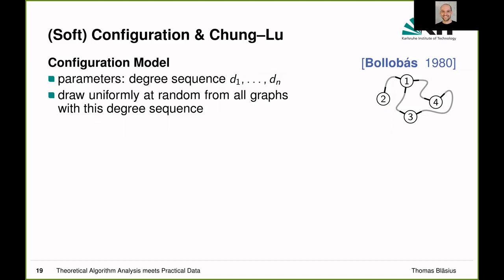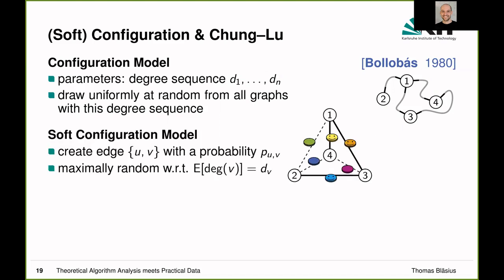And as for the other GNM and GNP, you can soften this constraint and look at the so-called soft configuration model. The soft configuration model is somewhat indirectly defined as follows. For every vertex pair U and V, you define a probability PUV. Then you flip a coin for this vertex pair that comes up heads with probability PUV, and if it comes up heads, you connect the two vertices.